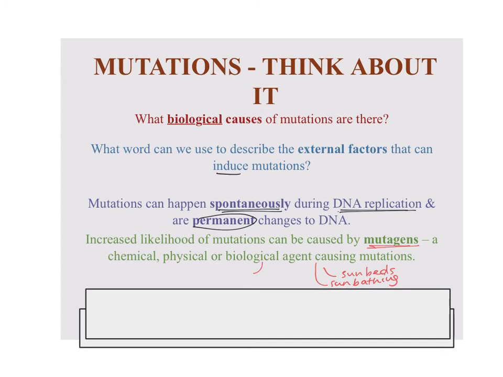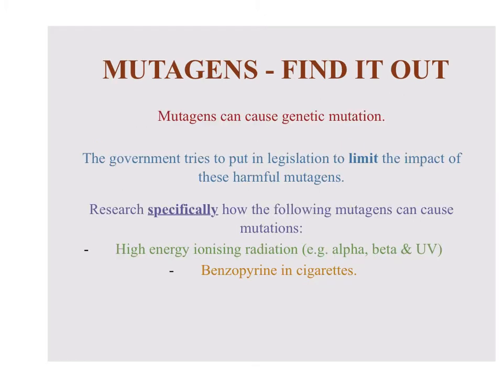Maybe things like eating lots of red meat. That's been shown to increase your chances of mutations and therefore cancer. There's lots of different things that are going to cause mutations or increase the likelihood of harmful mutations occurring. Now, these mutagens are able to cause that genetic mutation that we've been discussing. And generally, the government and the scientists are going to try to put rules, laws and legislation in to limit the impact of the harmful mutagens. So they're going to try and protect the population as best they can through laws.